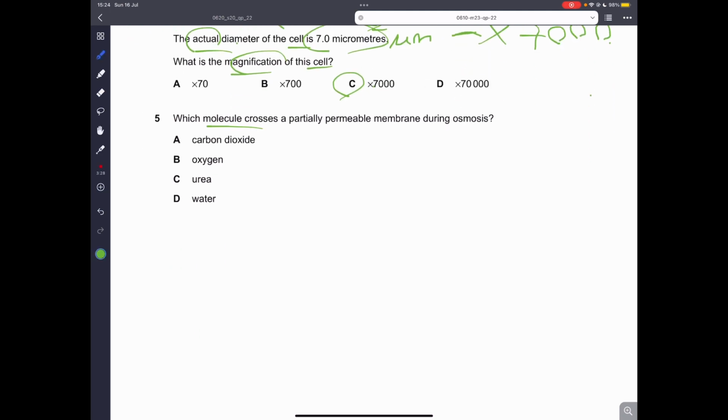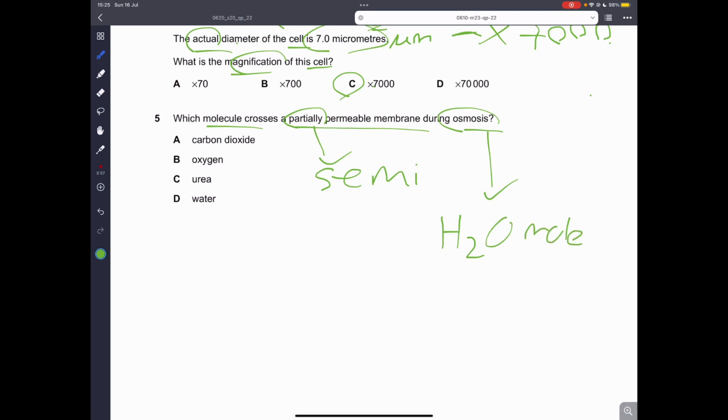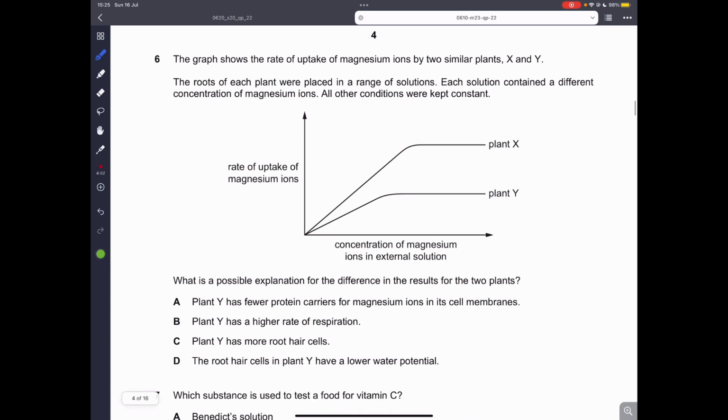Question number 5. Which molecule crosses a partially permeable membrane during osmosis? Partially permeable means semi-permeable. So some substances will not be allowed to go into the cell, but other substances may be allowed to go into the cell. So it really depends on the molecule. What molecule crosses during osmosis? Remember, osmosis is basically the movement of water molecules in and out, right? So the answer is D. It's pretty obvious.